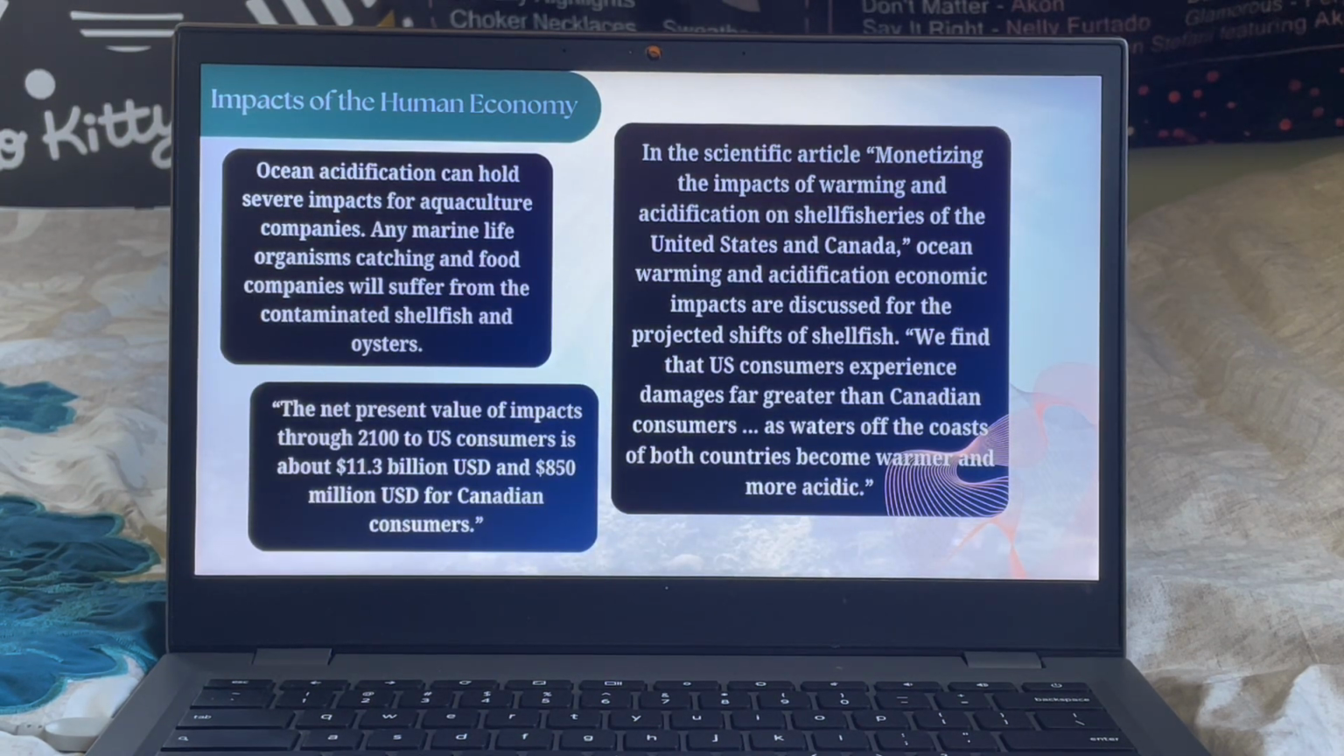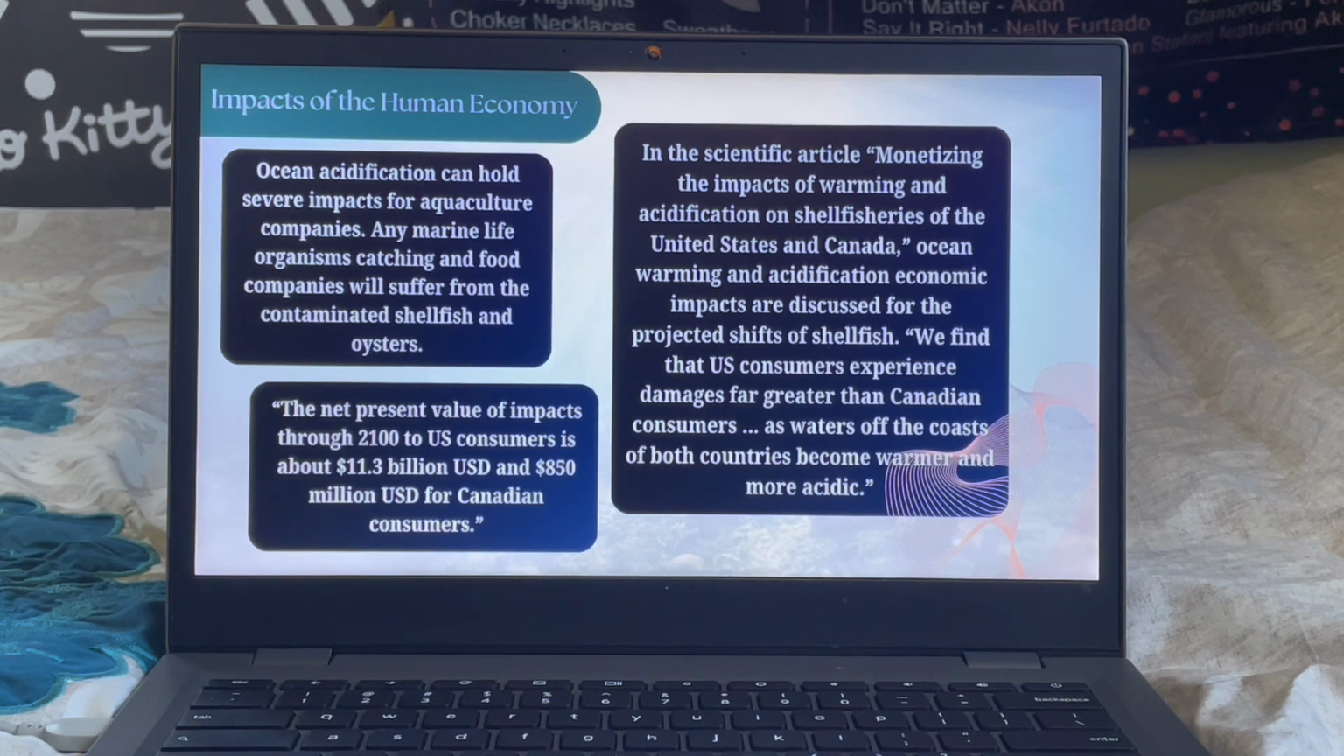Marine organisms and environments hold a big part of the global economy. In the U.S. and Canada alone, the net present value of impacts through 2100 to U.S. consumers is about $11.3 billion US dollars and $850 million US dollars for Canadian consumers. For the aquaculture companies, grave impacts can be felt. As the contamination of marine life increases and the nutritional and taste quality of the food decreases, these companies may lose a lot of money.